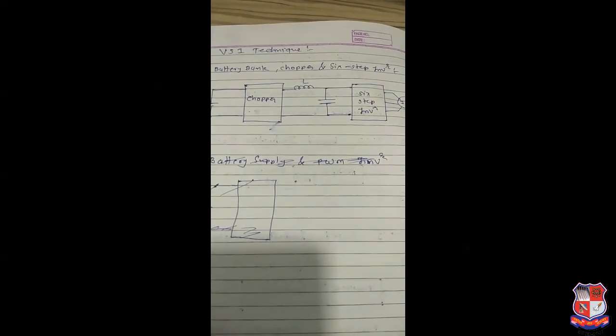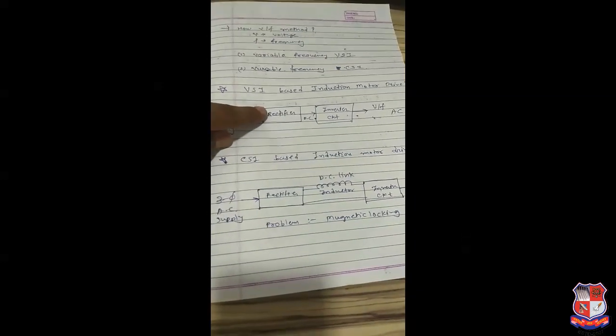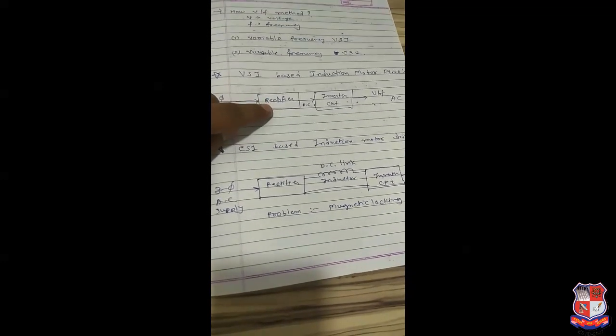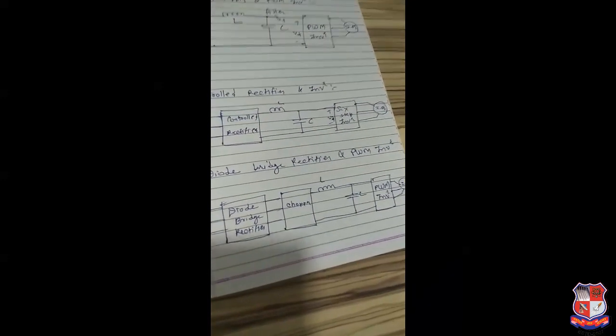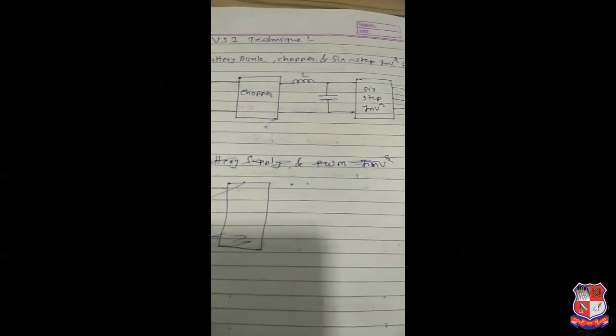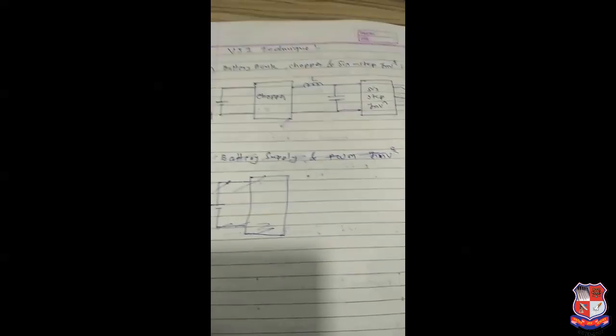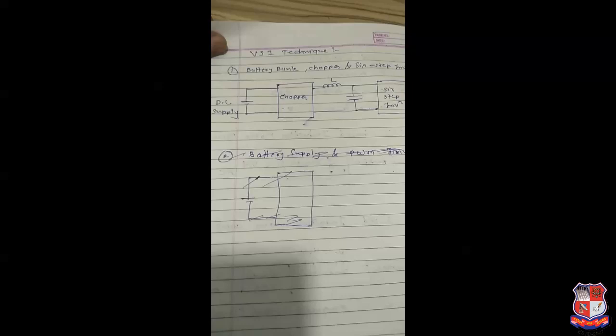Now one more topology in brief, for the VSI techniques. There are different topologies. Here the rectification process is done by a diode bridge, control bridge, or chopper circuit. So there are various topologies. First, the battery bank, chopper, and the 6-step inverter. These are applications of power electronics.